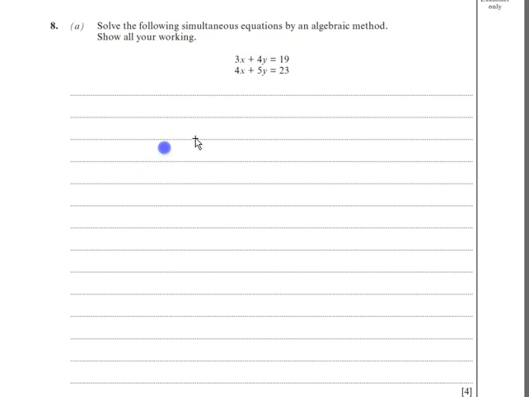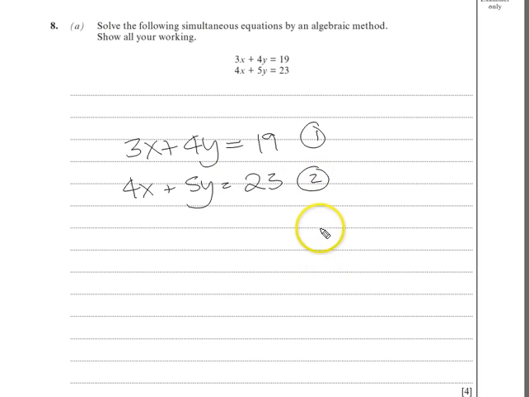So I'll just write it here. 3x plus 4y equals 19, and I'm going to label that equation 1. If I can write it out, it helps, doesn't it? 3x plus 4y equals 19, and that's equation 1. And then we've got 4x plus 5y is 23. So 4x plus 5y equals 23, and we can label that equation 2.